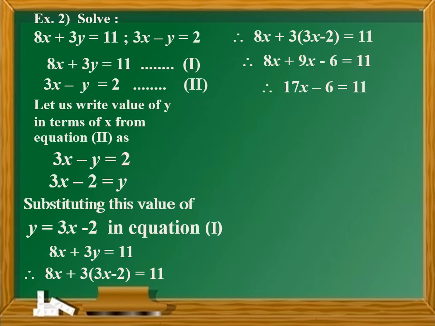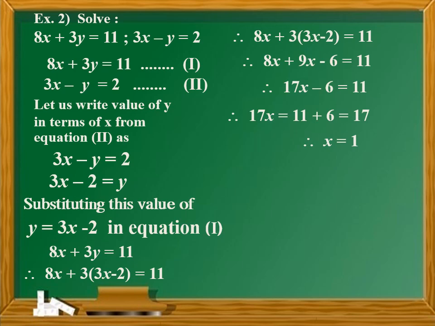In the next step, this minus 6 goes to the right hand side. Therefore, 17x = 11 + 6 = 17. Means 17x = 17. By dividing both sides by 17, we will get x = 1. In this way, we have found the value of one variable, x = 1.